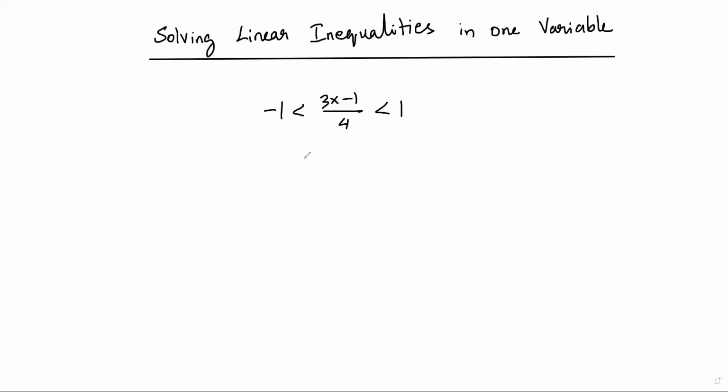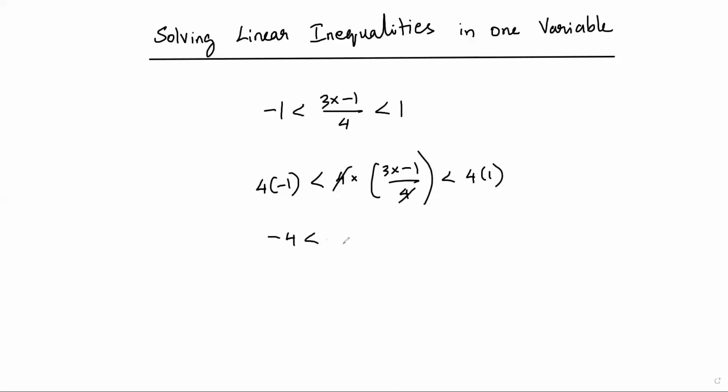In this inequality, we have 3 parts. Okay, my first aim is to get rid of this denominator 4. So this 4 is a common denominator for 3x and negative 1. To get rid of this denominator 4, I need to multiply each part of the inequality by 4. So 4 times negative 1 less than 4 times (3x minus 1) over 4, less than 4 times 1. So this 4 will cancel out, and here 4 times negative 1 is negative 4, less than 3x minus 1, less than 4.